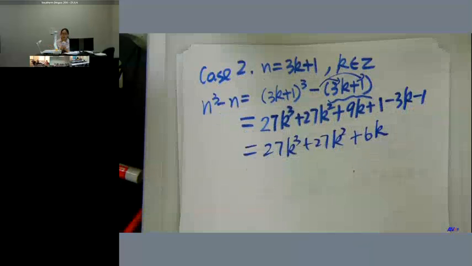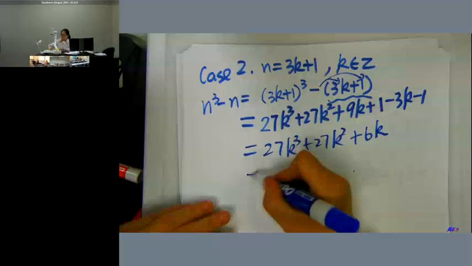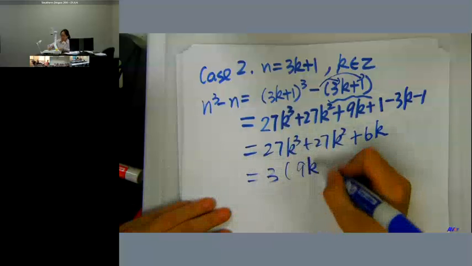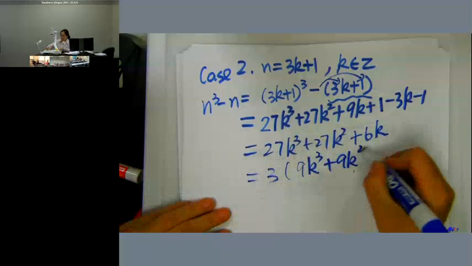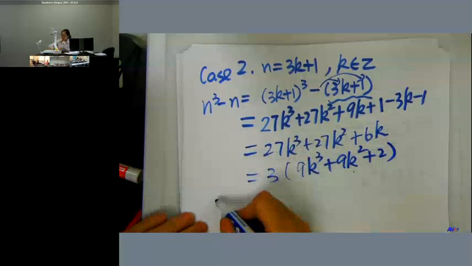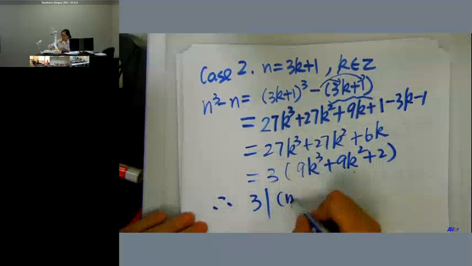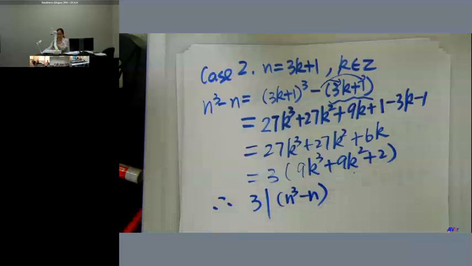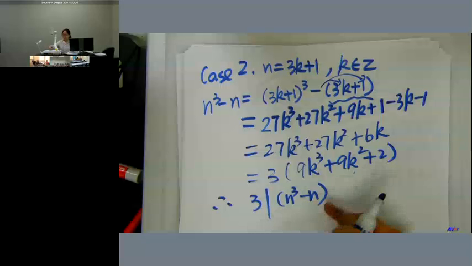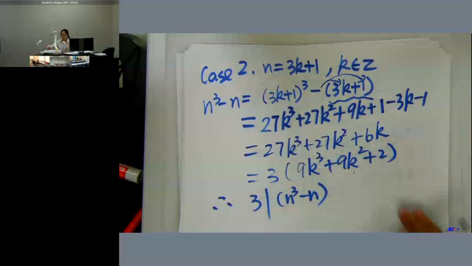Can we factor out a 3? Yes. So we get 9k cubed plus 9k squared plus 2, all times 3. And again, you can say, therefore, 3 divides this number, n cubed minus n. It means n cubed minus n is divisible by 3. I just use the symbol to save some writing, instead of saying n cubed minus n is divisible by 3. Okay, are we done yet?